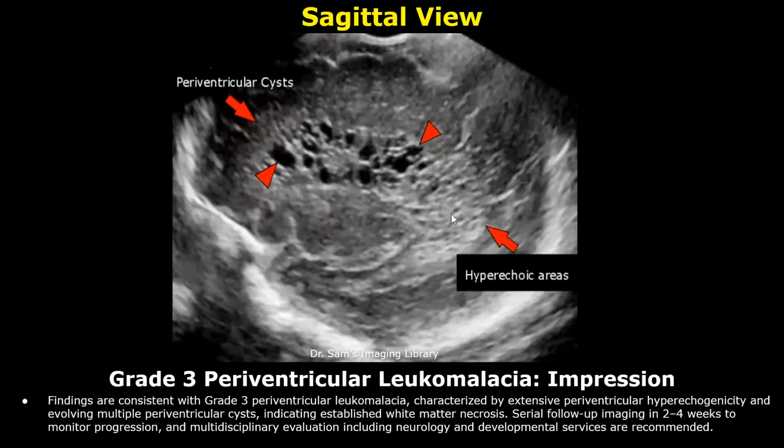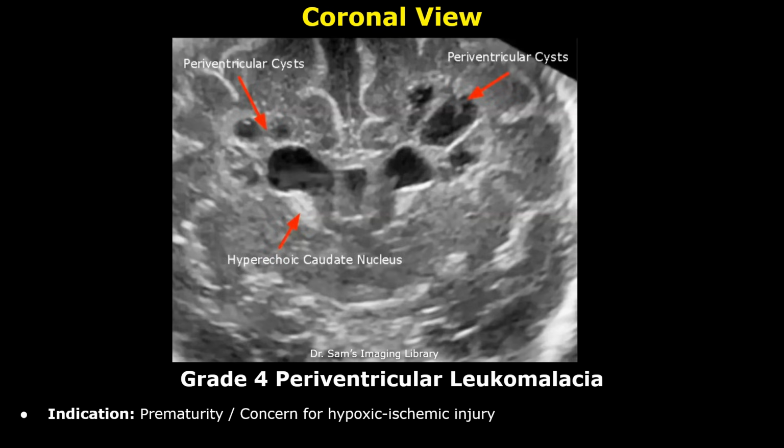Serial follow-up imaging in 2 to 4 weeks to monitor progression and multidisciplinary evaluation, including neurology and developmental services, are recommended. Grade 4 is the most severe form of periventricular leukomalacia. Indication: prematurity and concern for hypoxic ischemic injury.